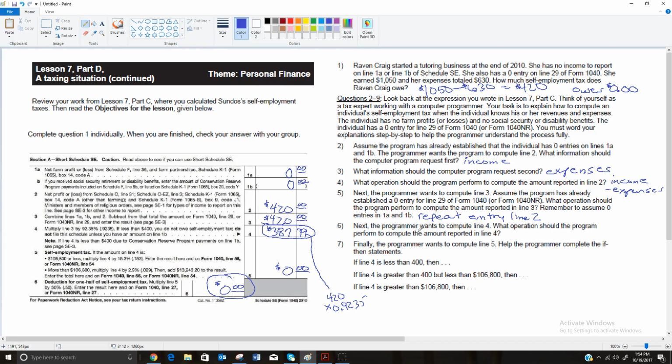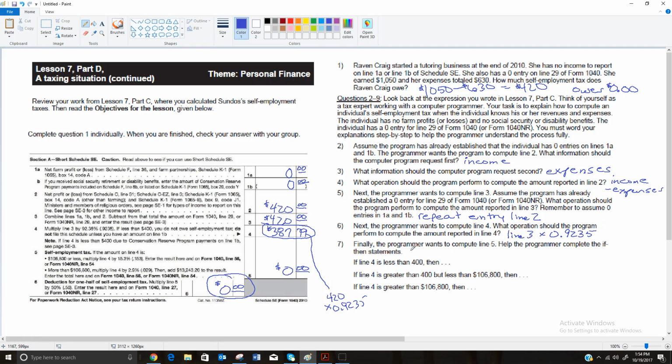Then it says, next the programmer wants to compute line 4. What operation should it do then? So it should take whatever's on line 3, and multiply that times the 0.9235 because they don't have to pay taxes on everything since they're their own employer.